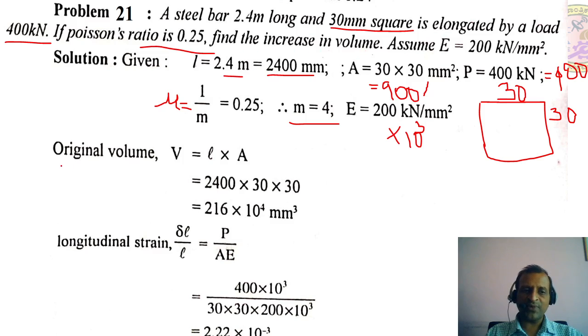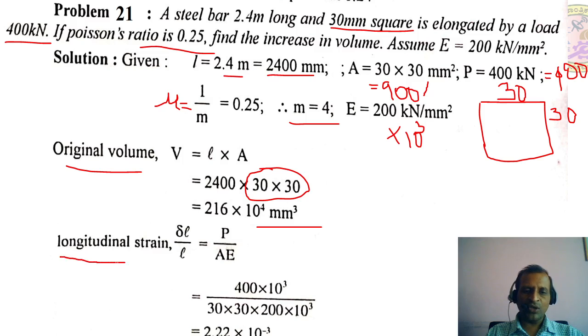So first find out the original volume. Original volume V is equal to L into A. So that is equal to 2400 into 30 into 30. 30 into 30 is area. So this is length is 2400. So now the answer is 216 into 10 to the power of 4 mm cube. This is the volume in mm cube.